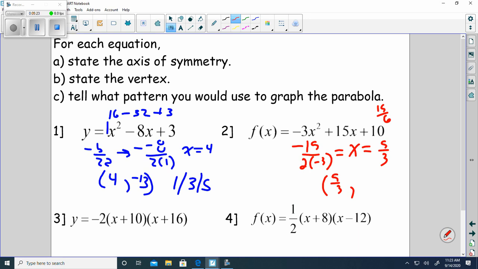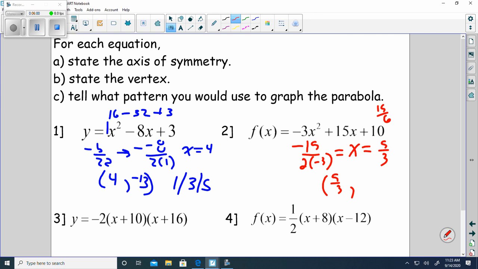So negative 3 times 5 over 3, which is about 0.6, plus 15 times 0.6, plus 10. I think I made a mistake there. So negative 3 times, clear, 5 over 3.